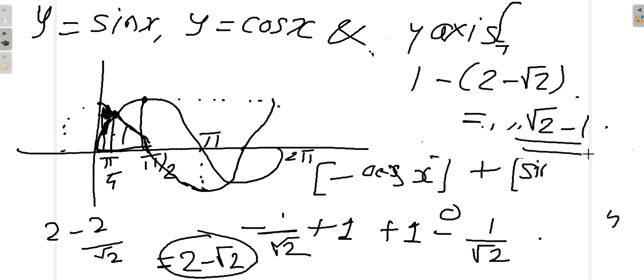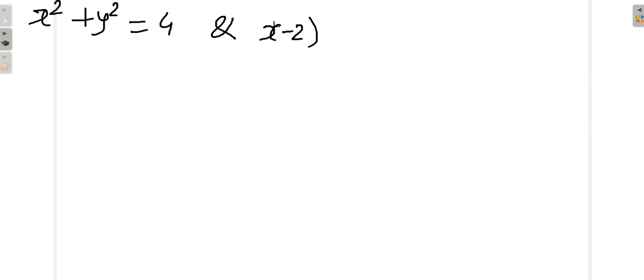Okay. Now one thing is remaining, that is area between two circles. It is going to be lengthy, but we have to do it because there is one type of sum that is remaining. So we want to find the area between x square plus y square equal to 4 and x minus 2 whole square plus y square.